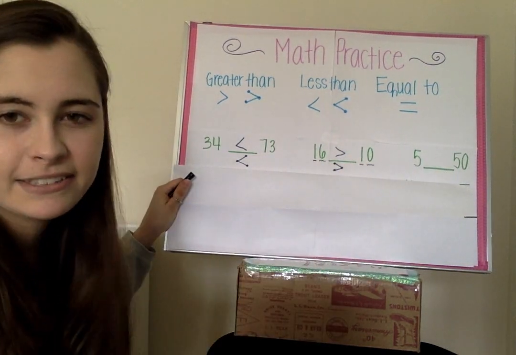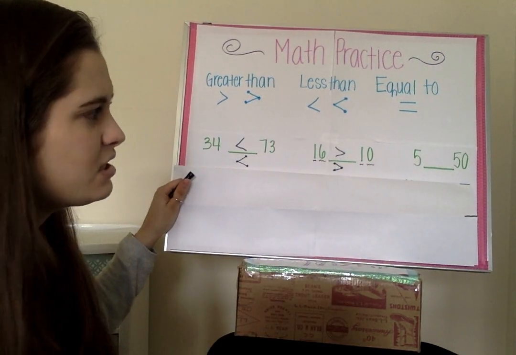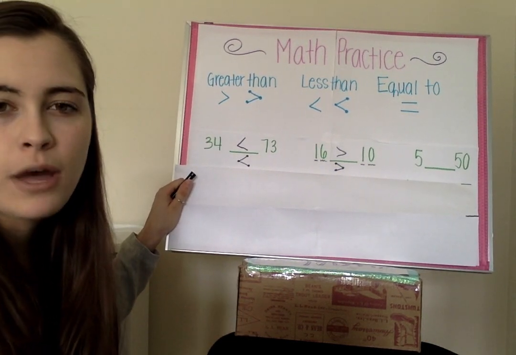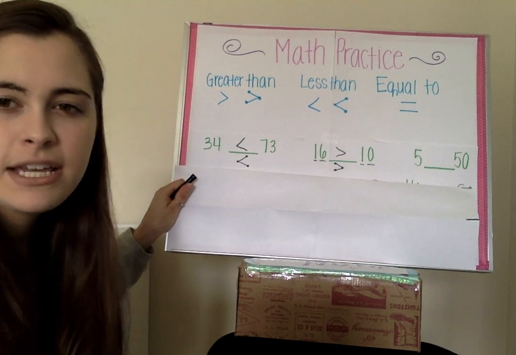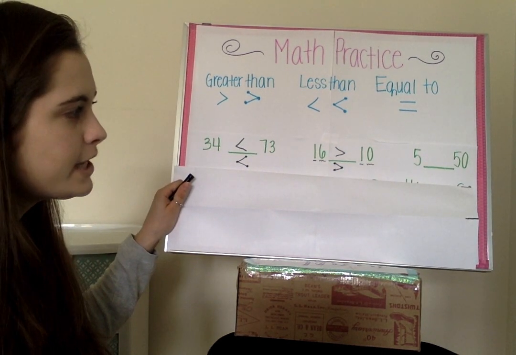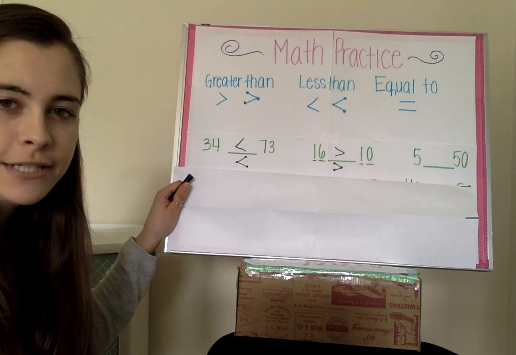Think about it for a second. How many tens would be in 5? How many tens would be in 50? And how many ones? This one's a little bit tricky, so take an extra second to think about this one. Is 5 greater than, less than, or equal to 50?